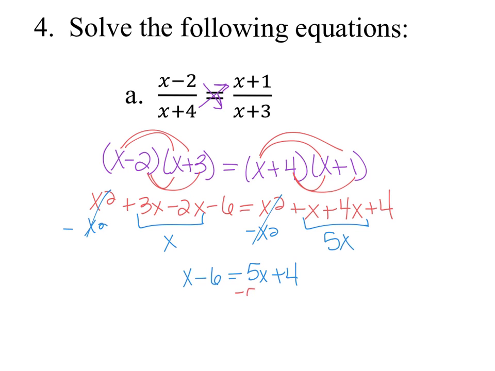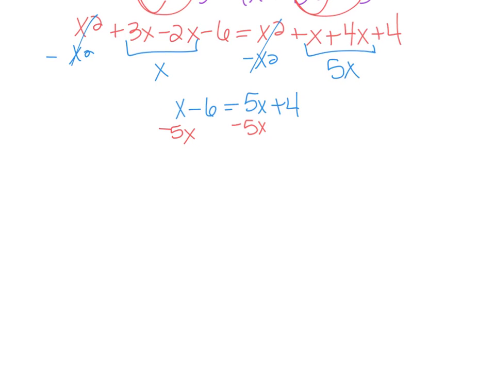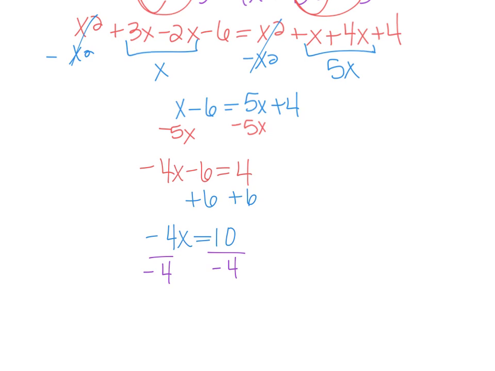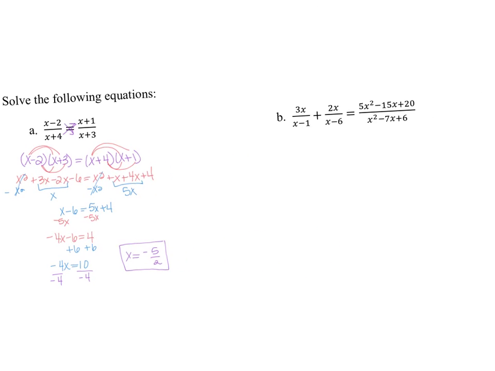So what I can do is subtract 5x from each side. Then I'm left with negative 4x minus 6 equals a positive 4. And let's just add 6 to each side. So then I'm left with negative 4x equals a positive 10. Well, how do I get x alone? Divide by the coefficient of x, which is negative 4. So simplified, x equals negative 5 over 2. If you keep 10 over negative 4, that's fine, but probably on a test you're going to see negative 5 over 2. And that is your final answer for that one.